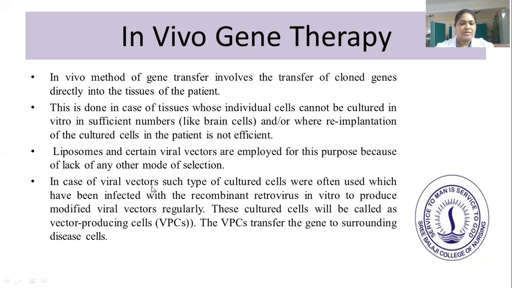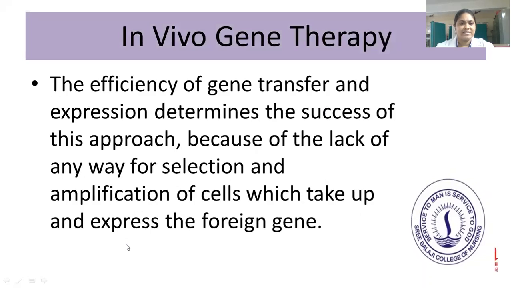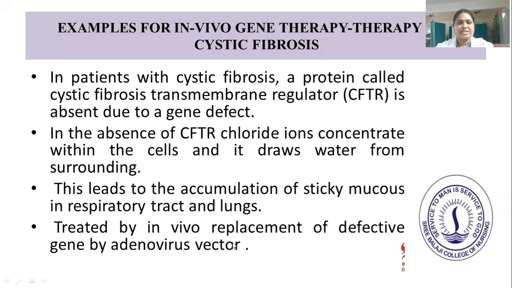In the case of viral vectors, such cultured cells are often used, which have been infected with a recombinant retrovirus in vitro to produce a modified viral vector regularly. These cultured cells are called vector producing cells. The vector producing cells transfer the genes to surrounding diseased cells. The efficiency of the gene transfer and the expression determines the success of this approach because of the lack of any way of selection and amplification of cells which take up and express the foreign genes.